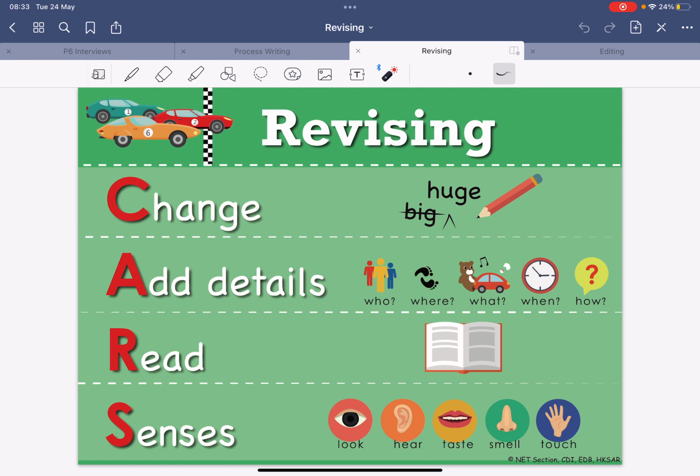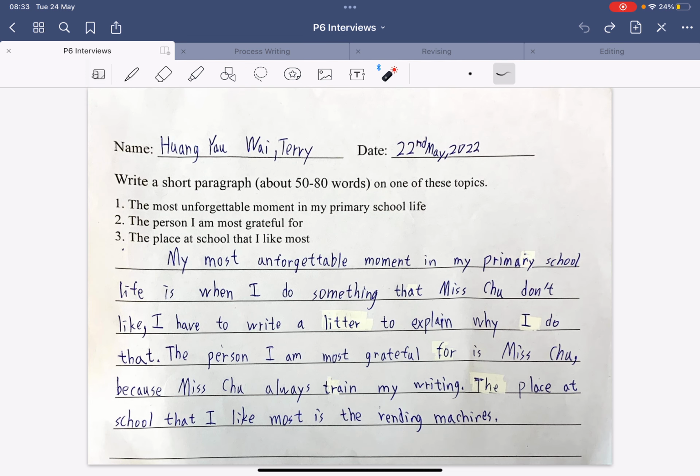I want to use the example from Terry. Okay. My most unforgettable moment in my primary school life is when I do something that Miss Chu don't like. I have to write a letter to explain why I do that. The person I am most grateful for is Miss Chu, because Miss Chu always trained my writing. The place at school that I like most is the vending machines.